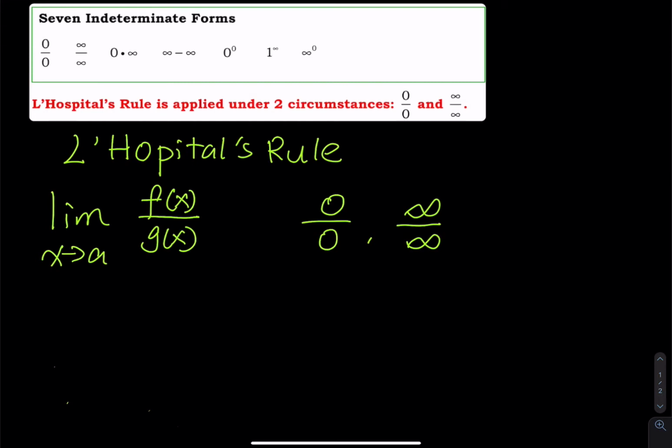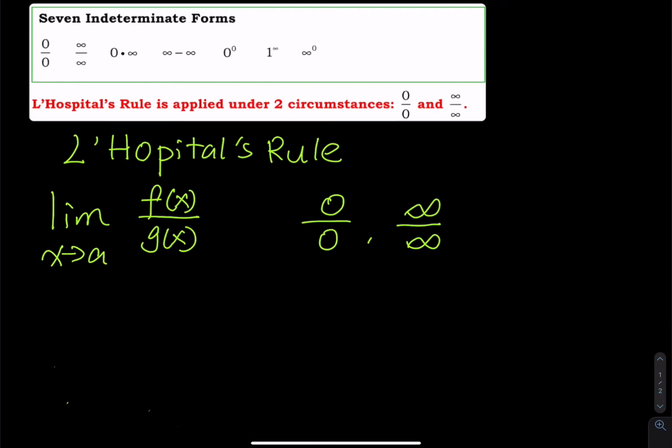So let's say 0 divided by 0. We don't know what that equals. That cannot be determined. That's why I say that these are indeterminate forms. And then L'Hopital's rule applies to 2 circumstances only: 0 over 0 and infinity over infinity. Okay, no other exception. It only applies to 0 over 0 and infinity over infinity.